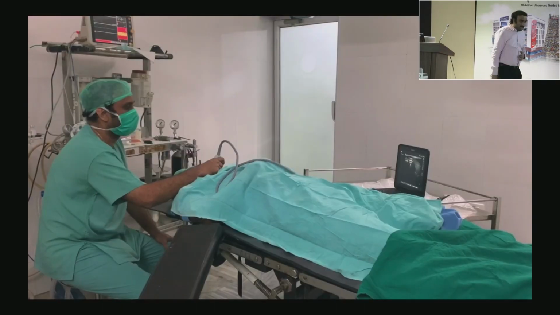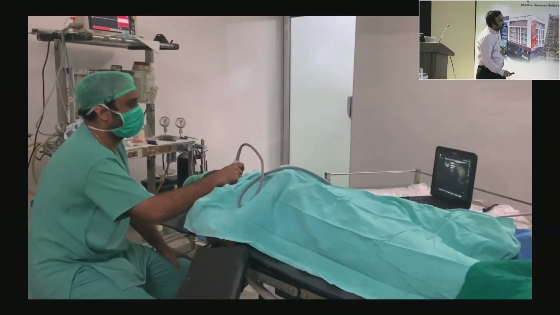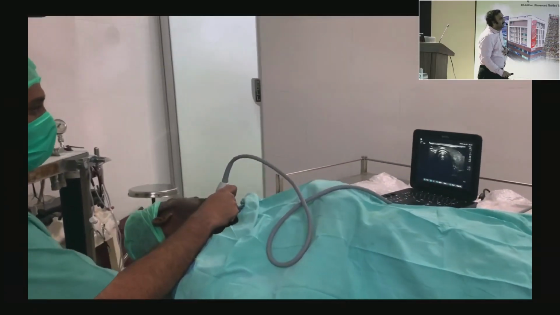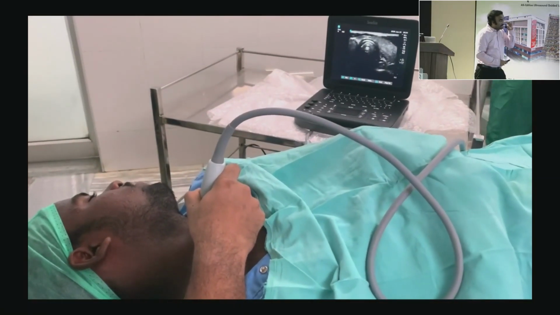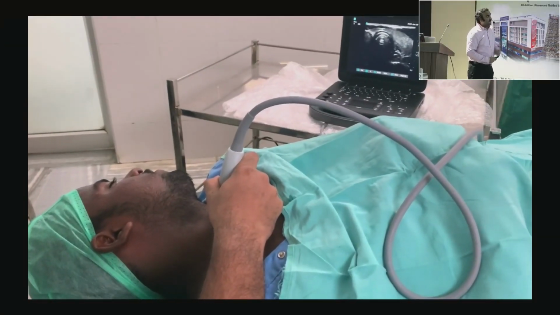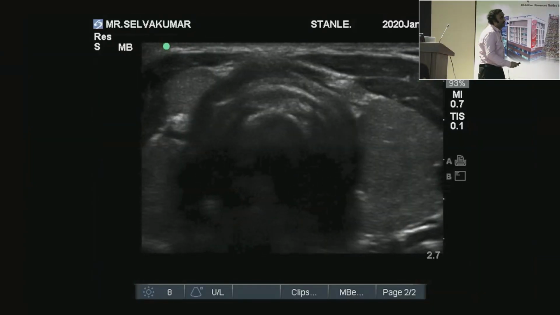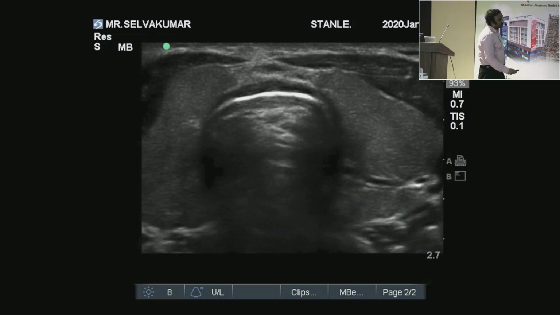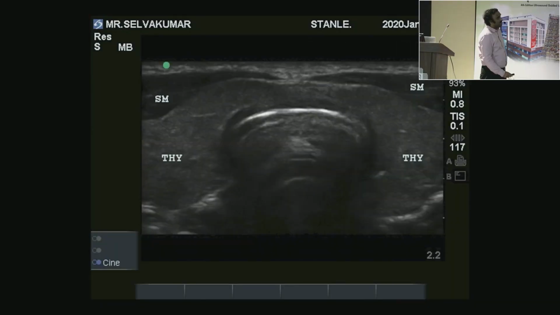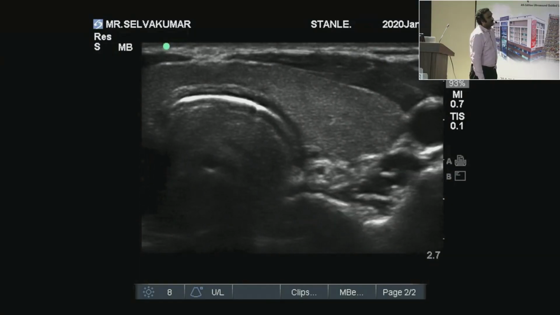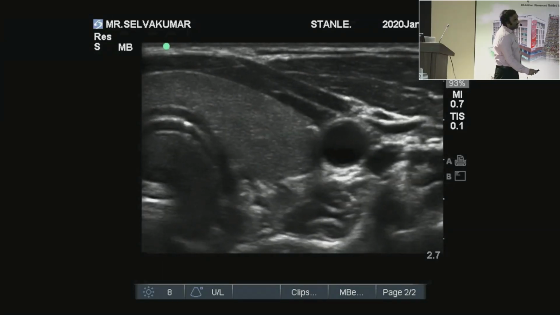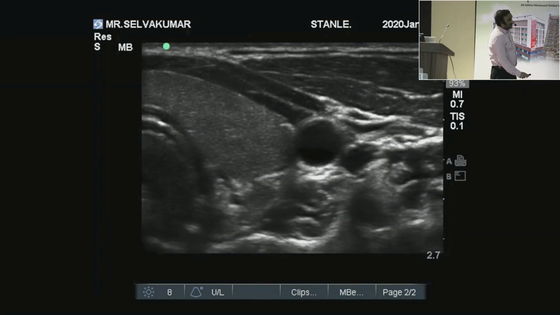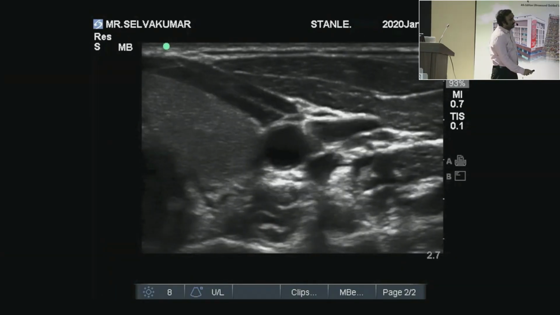So we're going to start the scanning from the midline. From the midline, we're going to scan laterally and see what important structures we're going to see. So this has been dealt with by the previous speaker. So in the midline, we have the thyroid cartilage. And as we move laterally, we see the strap muscles. So moving from the midline, laterally, we see the two layers of strap muscles over here. And as I move still more lateral, this is the carotid artery, internal jugular vein, and the sternocleidomastoid.